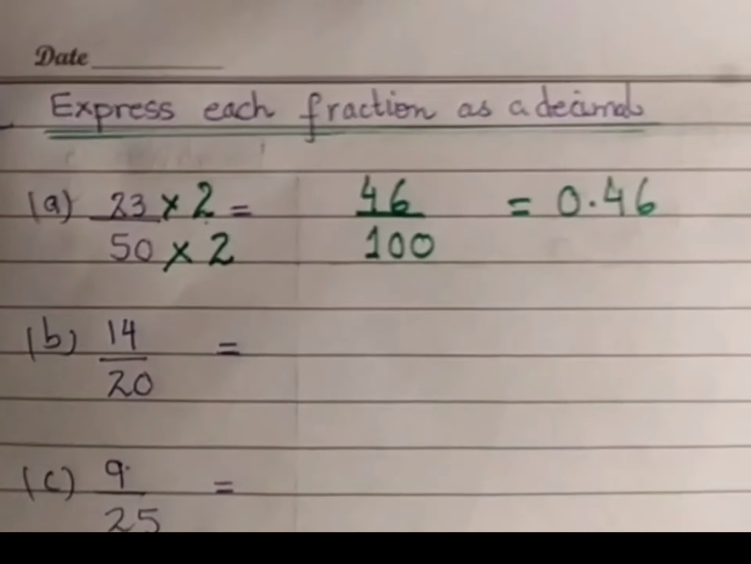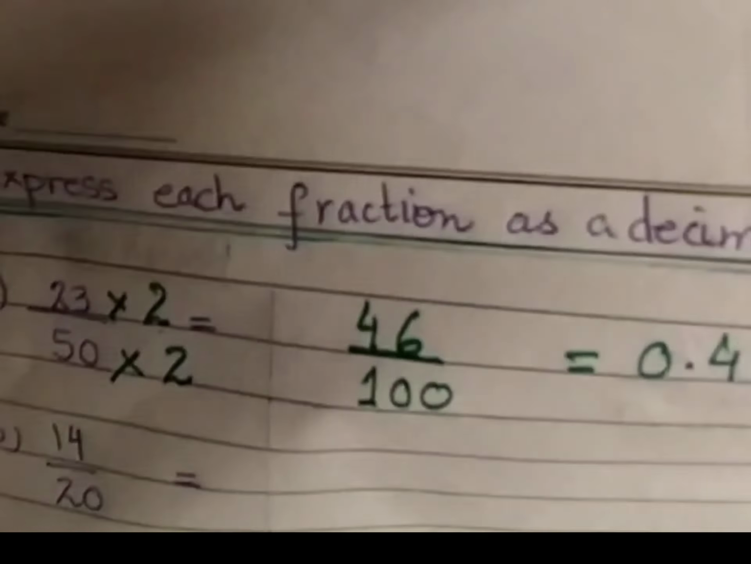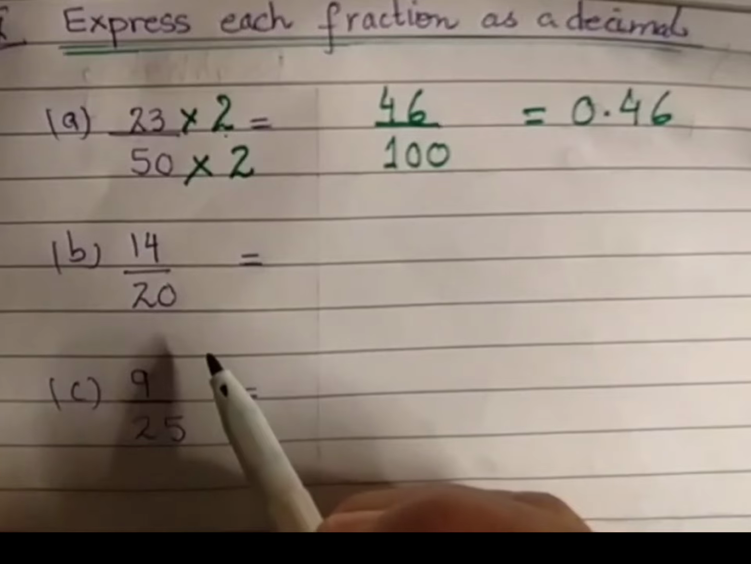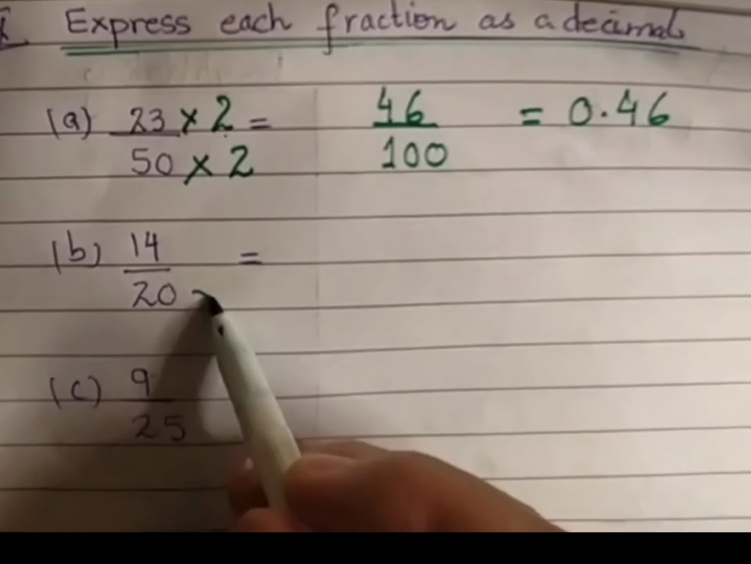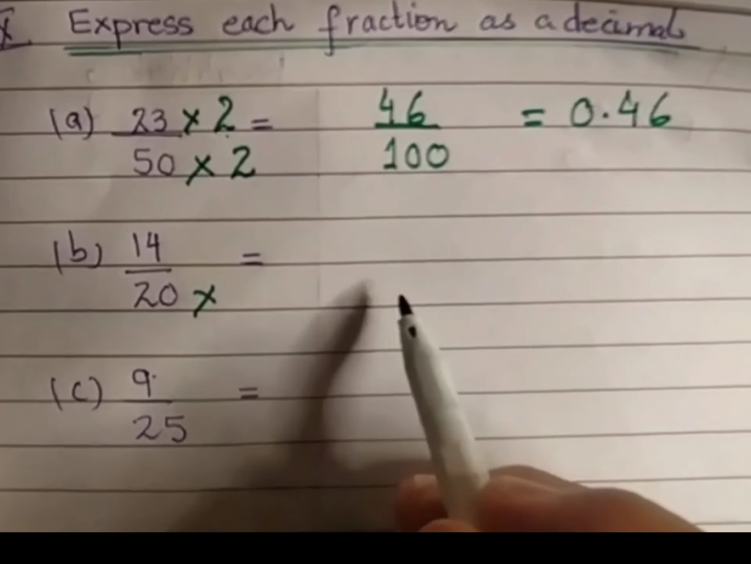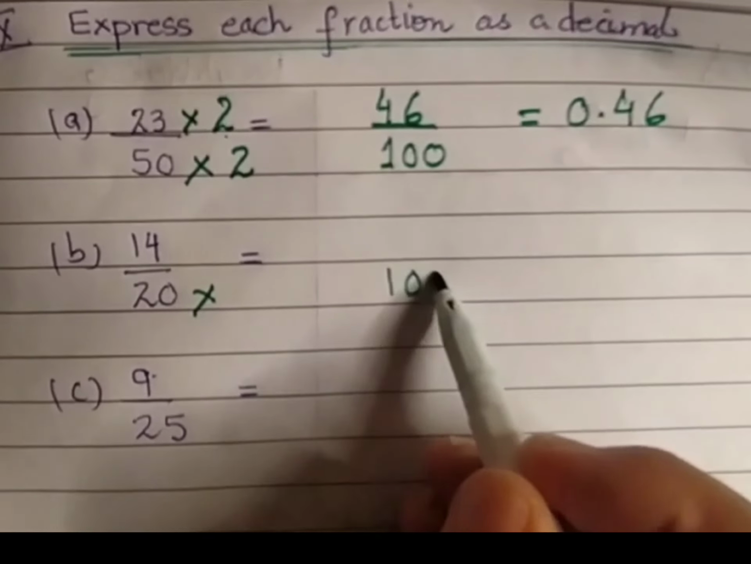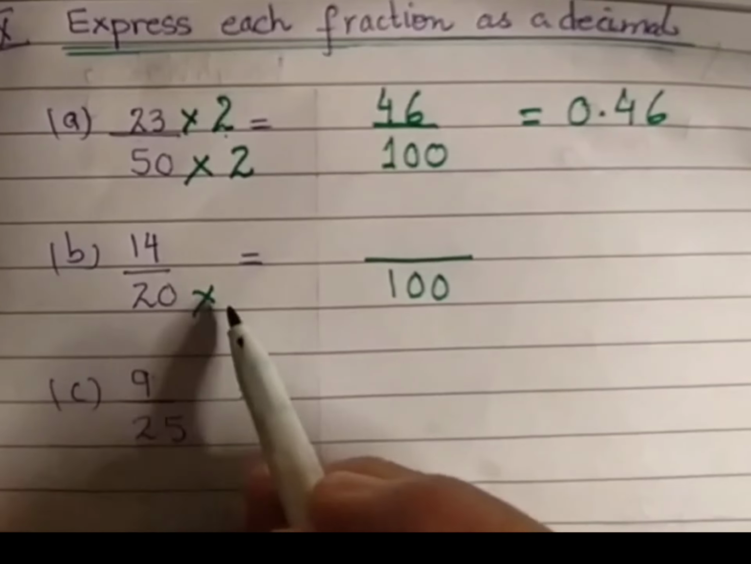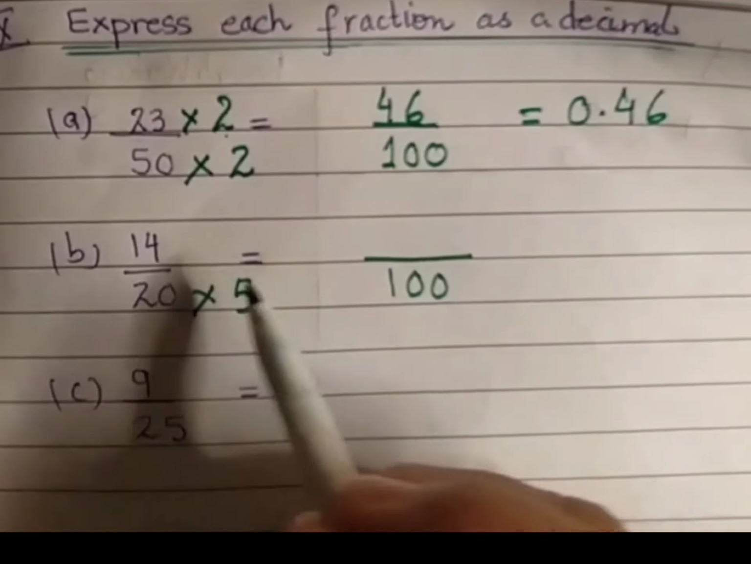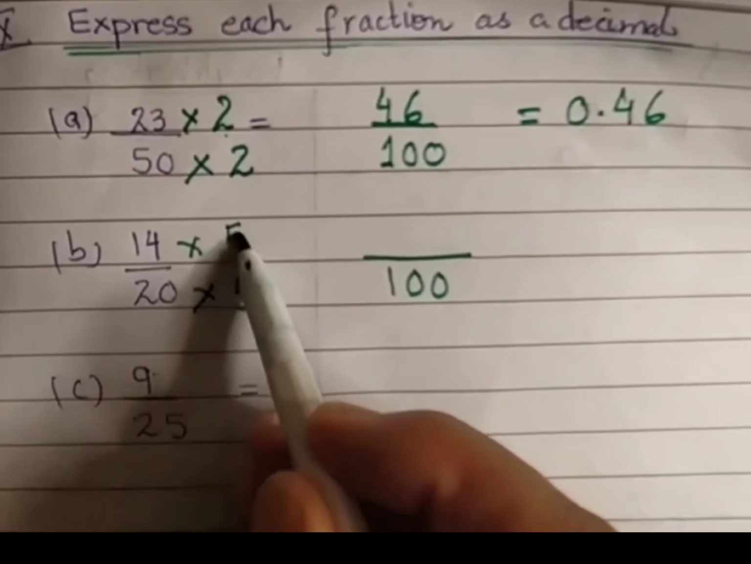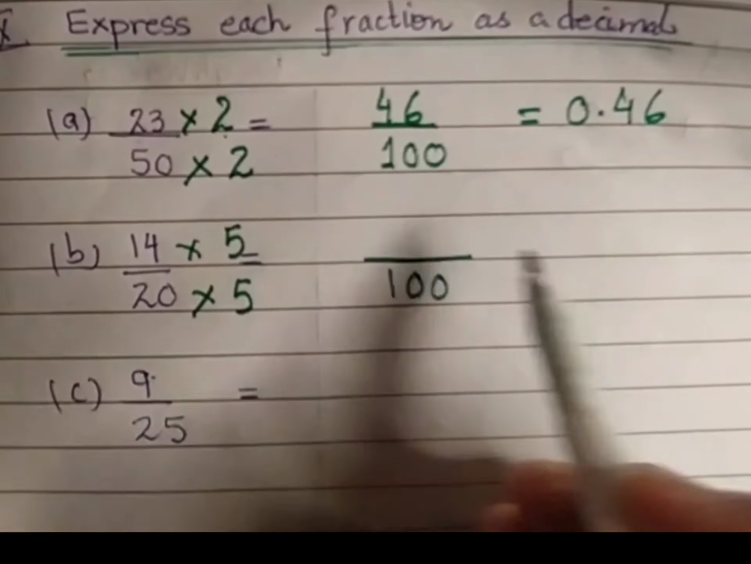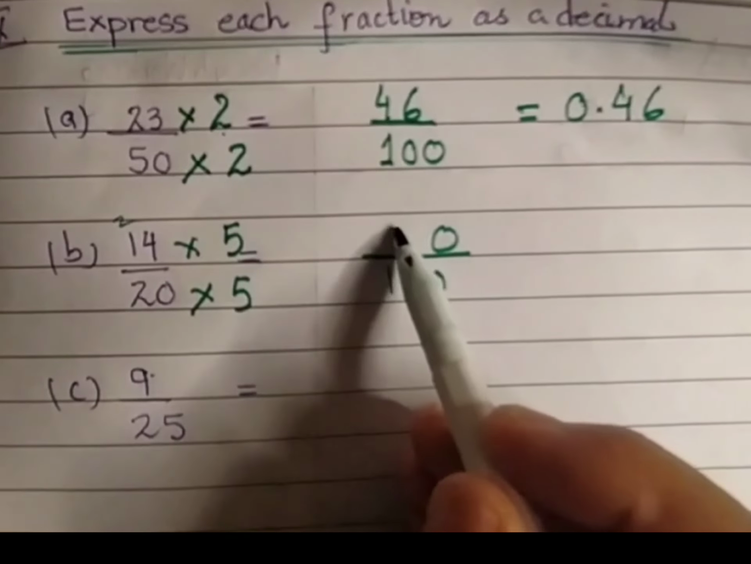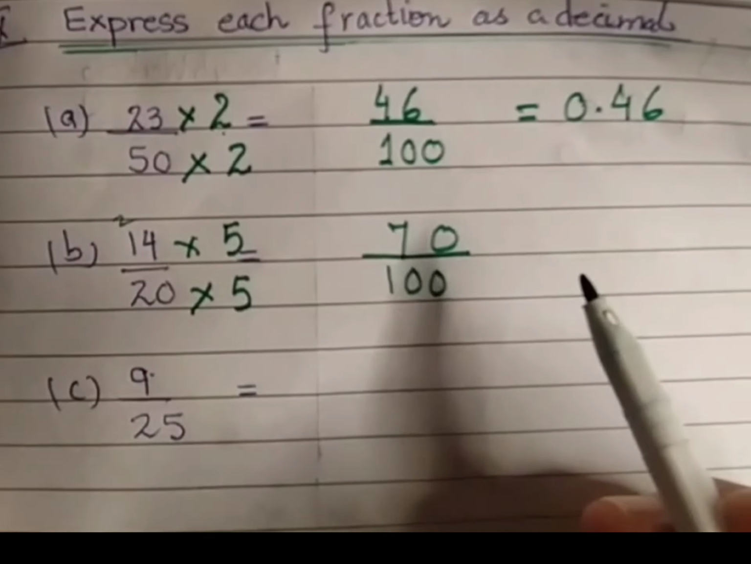Let's move ahead with question B. Again we have a denominator 20. 20 multiplied by what should I write down to make it 100? Of course, everybody knows that. By now you're all smart at your decimals, huh? So 20 times 5 is 100. So you're going to write down 5 here. 14 times 5 is 70, so it's 70 upon 100.